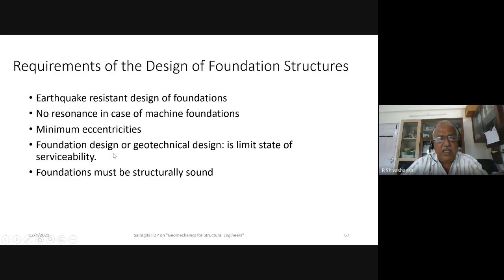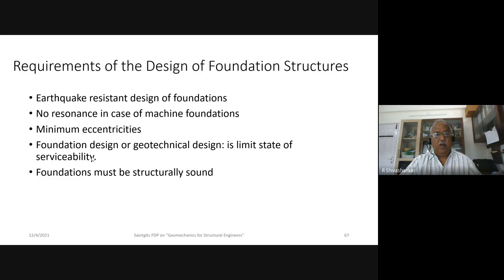And as I said, foundation design, the geotechnical design, is a limit state of serviceability. I'm not utilizing the full strength of the soil. I'm limiting the deflections. I'm limiting the settlements. So different types of structures have different permissible settlements. I may have a structure where I will allow 75 millimeter settlement. In another case, I may allow only 25 millimeter.